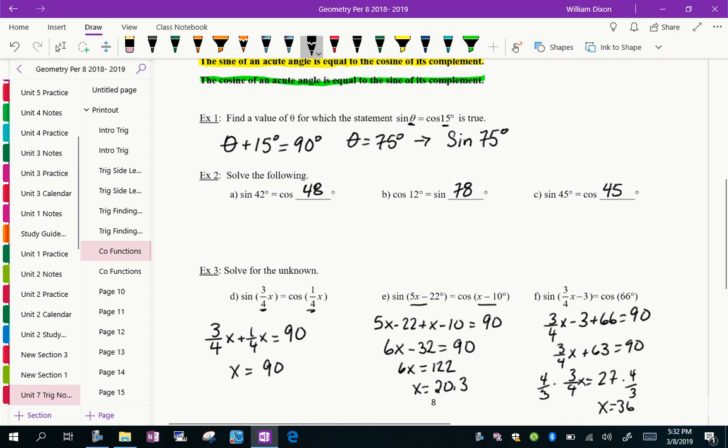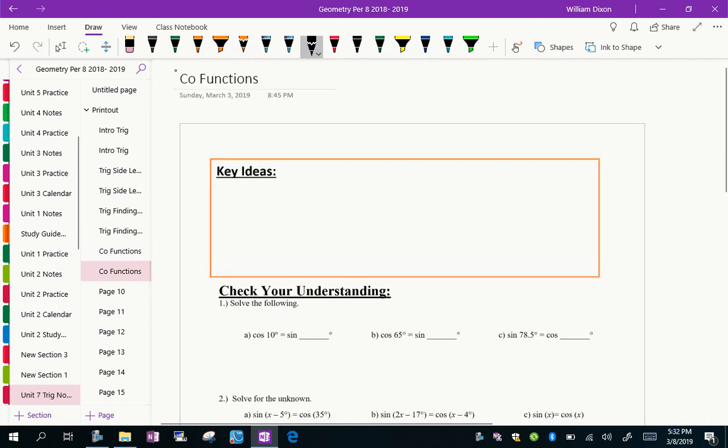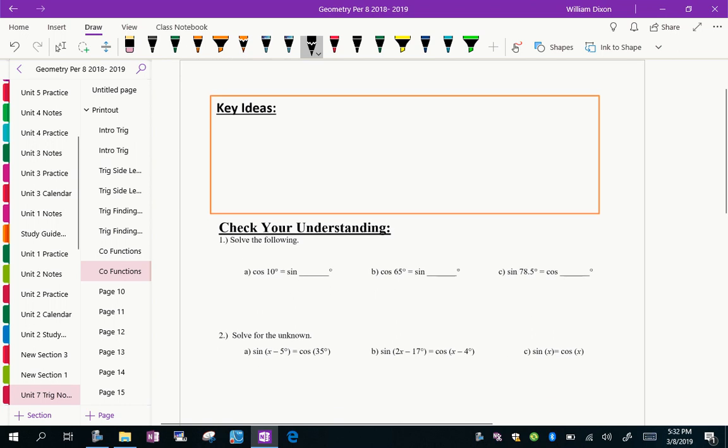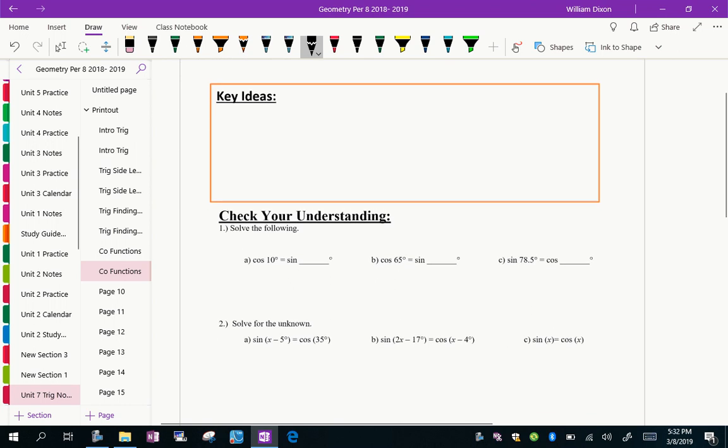All right, so what I want you to do, very important, just like always, I want you to write down the key ideas. Again, I will check that, and we will go over that tomorrow in class. I also want you to use your notes to do your check for understanding. Some very important information here. You should definitely have a couple key ideas down in this lesson.